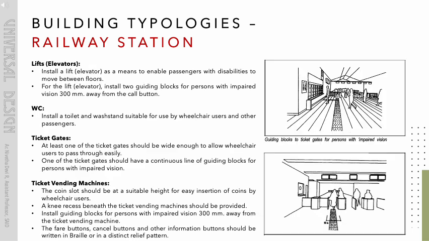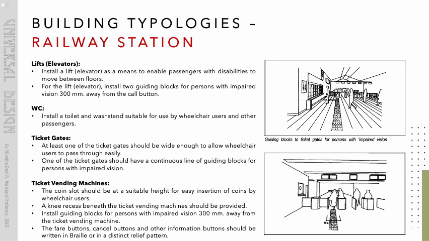Lifts, elevators. Install a lift, elevator as a means to enable passengers with disabilities to move between floors. For the lift, elevator, install two guiding blocks for persons with impaired vision 300 mm away from the call button. Install a toilet and wash stand suitable for use by wheelchair users and other passengers.